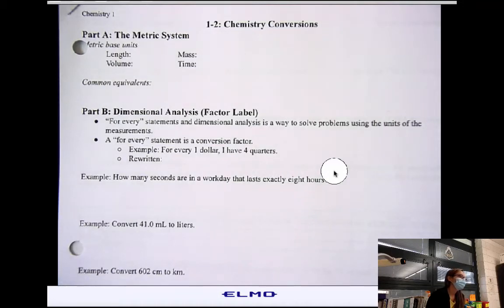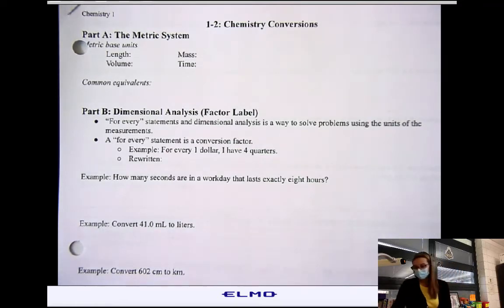To start with the metric system. In every other country except for the US, they use the metric system. We use the English system, which really doesn't make much sense. 12 inches in a foot. What else? 16 ounces in a pound, right? That's the English. We're going to use the metric system, and we're going to use meters, liters, seconds, grams. Those are the units we're going to use.